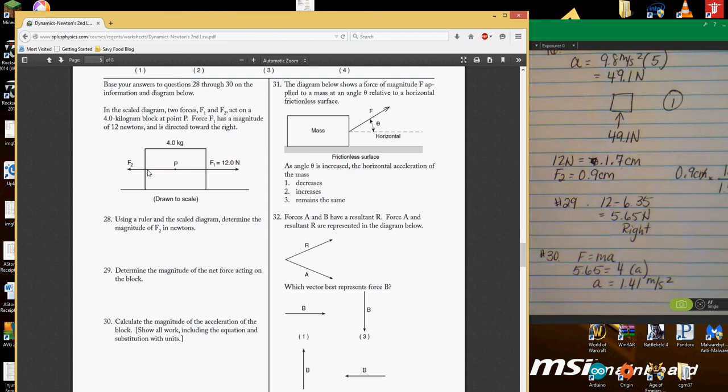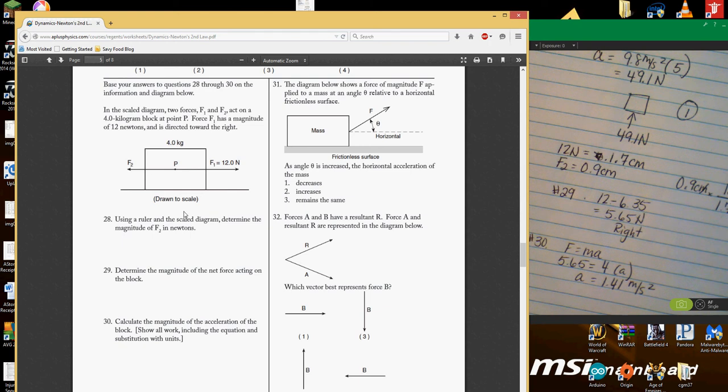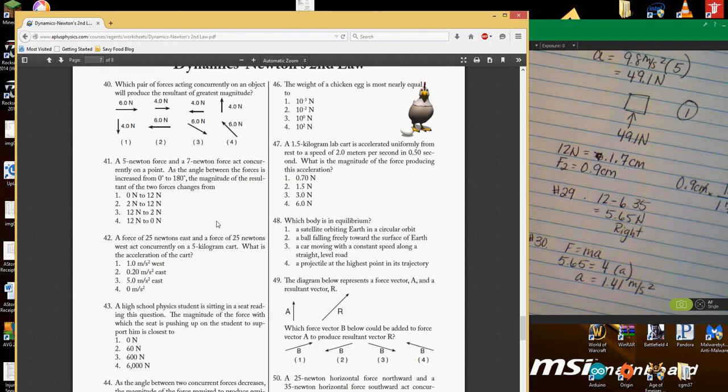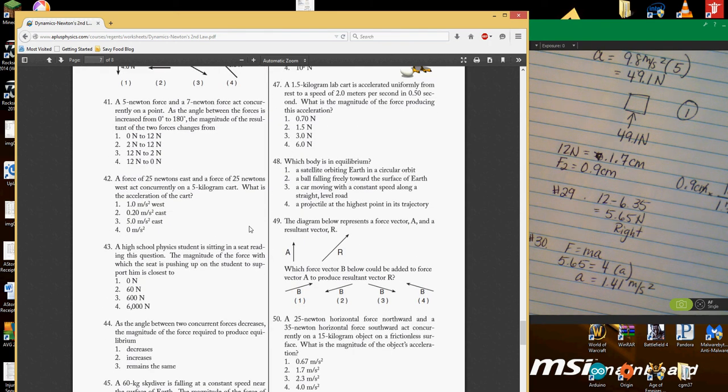Alright, the next question we're going to do is question number 42. It says, a force of 25 newtons east and a force of 25 newtons west act continuously on a 5 kilogram cart. What is the acceleration of the cart? If the forces are equal to each other, velocity can still be constant, but there's no acceleration. So your answer should be 0 meters per second squared, because they cancel each other out.